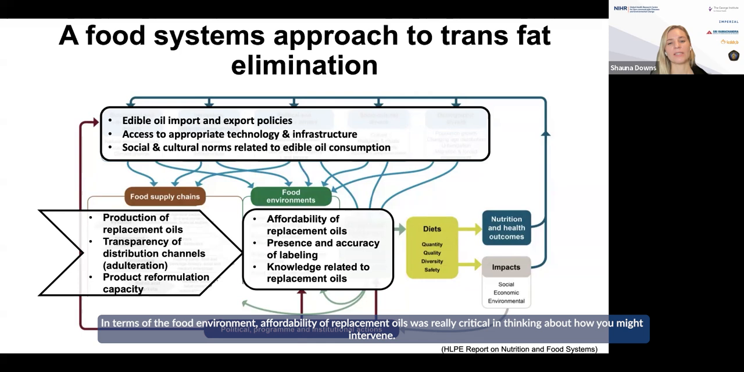In terms of the food environment, affordability of replacement oils was really critical in thinking about how you might intervene.